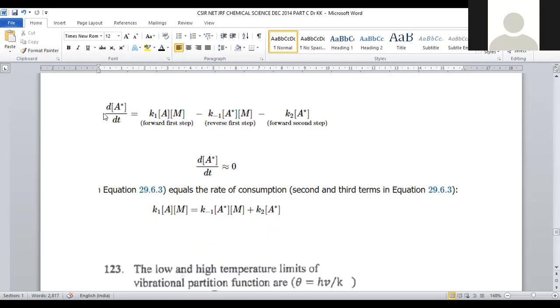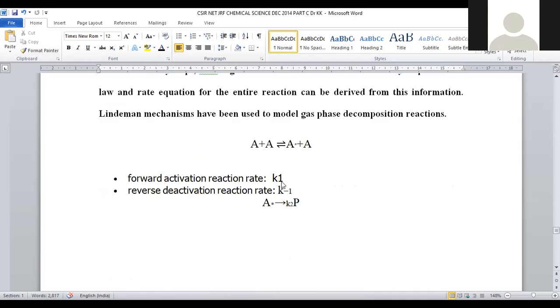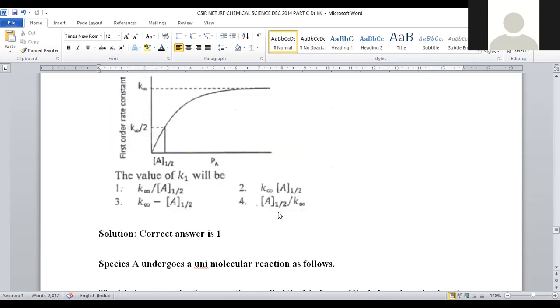Okay, and if you want to calculate the rate of reaction d[A star]/dt, the rate for this transitory compound generated within the reaction, that is given by k1 concentration of A into M, that is the forward first step reaction, minus k inverse [A star] into M, this is the rate constant for the backward reaction, minus k2 into [A star]. This is the forward reaction in the second step, right? In this way, interrelation between all these is possible.